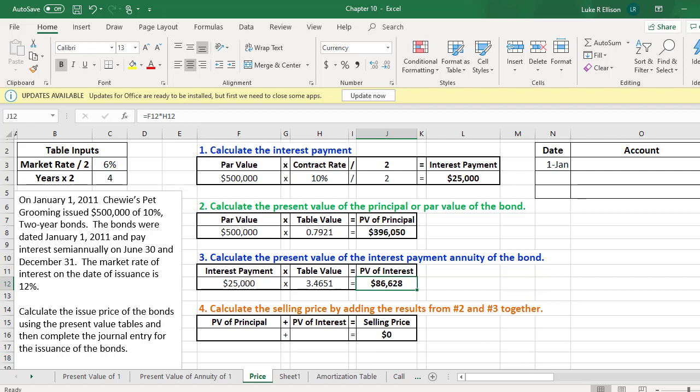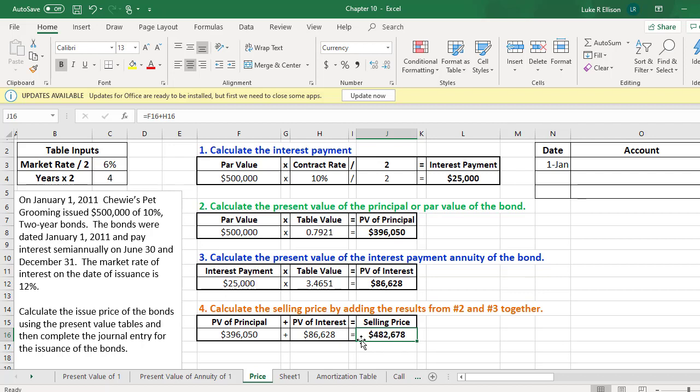$86,628. Alright, now we can do step 4, which is to calculate the selling price by adding the results from number 2 and number 3 together. So the present value of principal is $396,050. The present value of interest is $86,628, which gives us a selling price of $482,678.